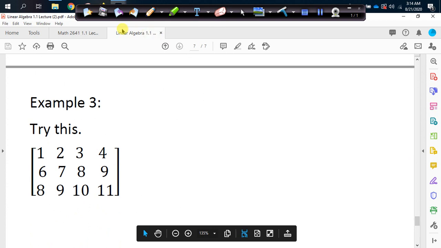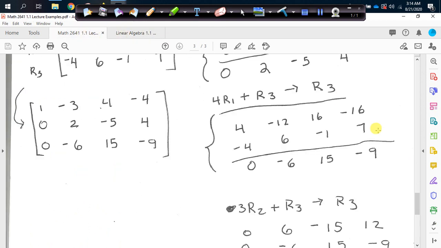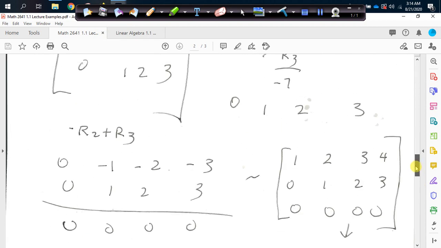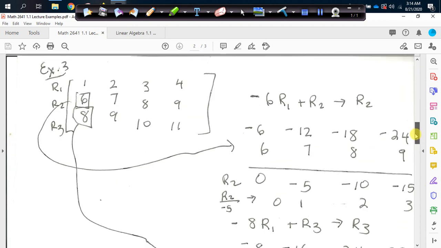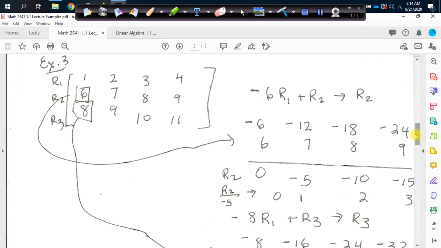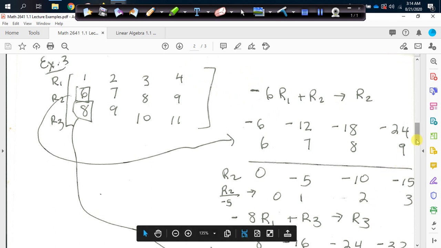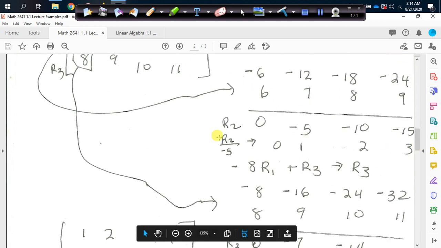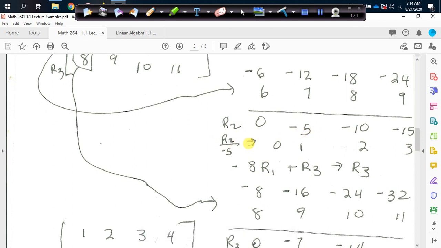Now here's another example. So let's look at this example. This is example 3. Let me go back up. Here it is. Sorry, this is kind of messy. So I write out my matrix, and I'm going to want to get rid of this value right here. So to do that, I'm going to multiply row 1 by -6 and add it to row 2, and that's going to be my new row 2. And I do that, and I get this for my new row 2, and I just went ahead and divided my new row 2 by -5. So this is my new row 2.